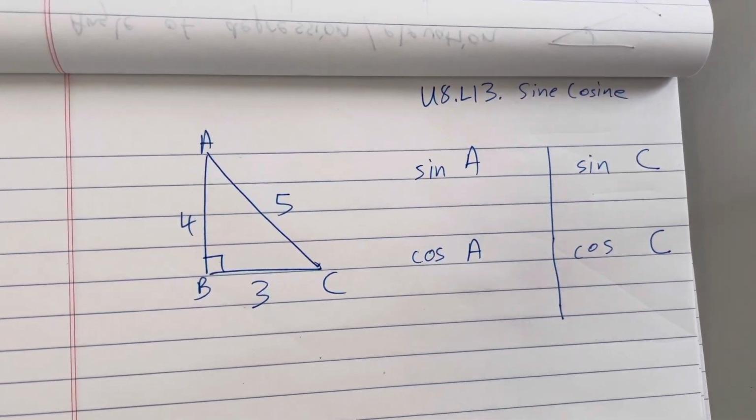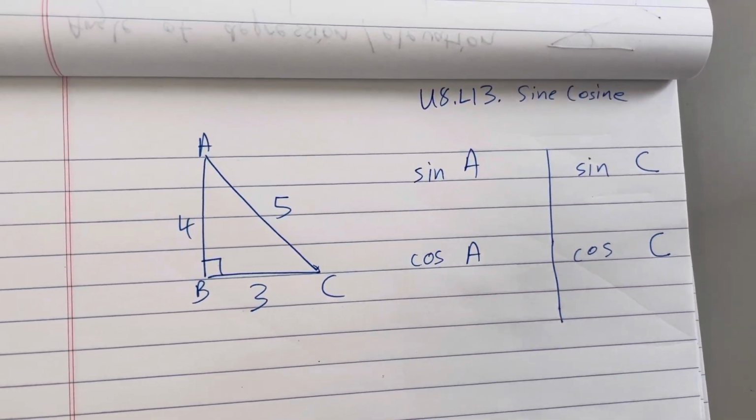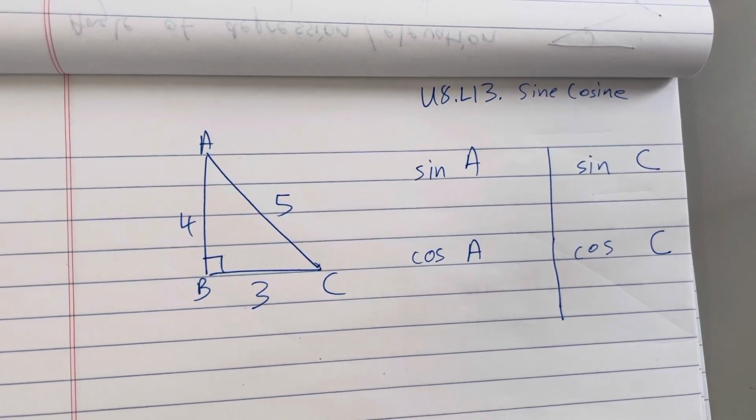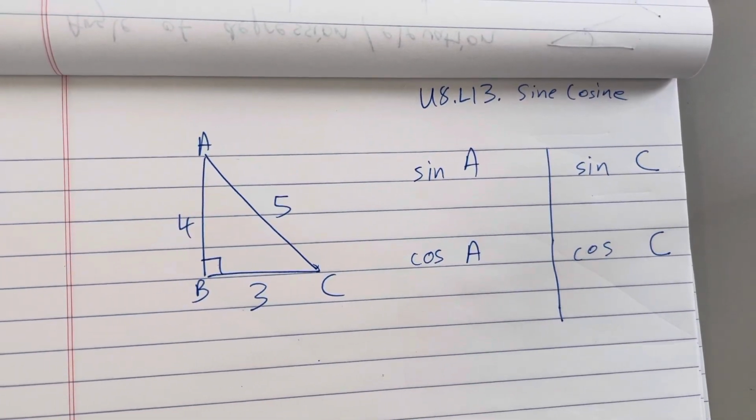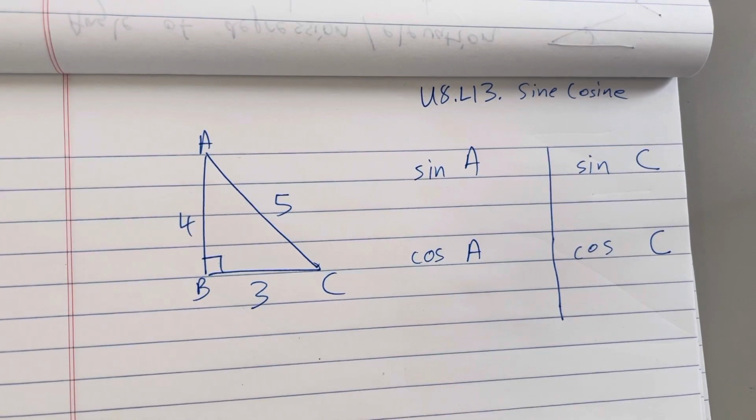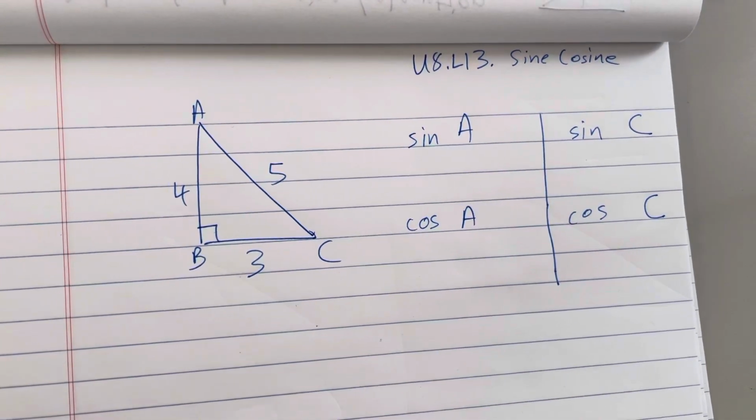Alright, boys and girls, this is a video on the relationship between sine and cosine for the next lesson. Let's take a look at this. You have here a 3, 4, 5 classic right triangle. And then let me get to the point.